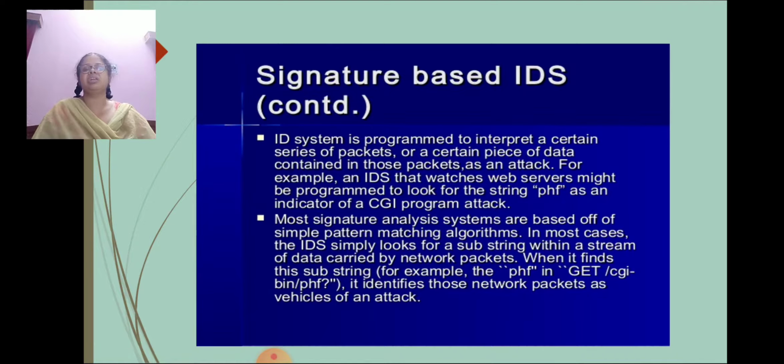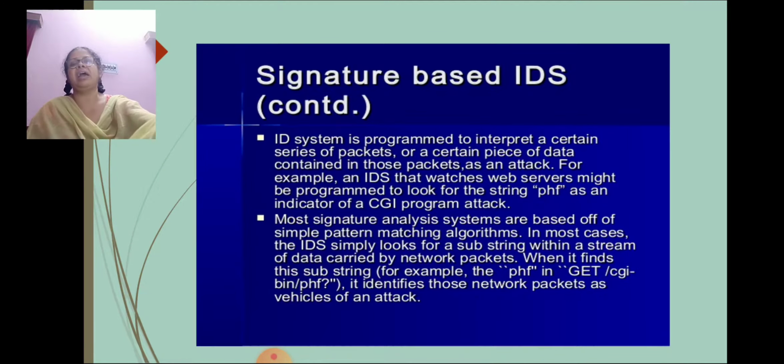Most signature analysis systems are based off simple pattern matching algorithms. In most cases, the IDS simply looks for a substring within a stream of data carried by network packets. When it finds this substring, for example, the PHF in a GET command, it identifies these network packets as vehicles of an attack.